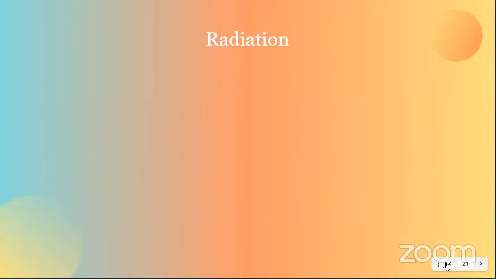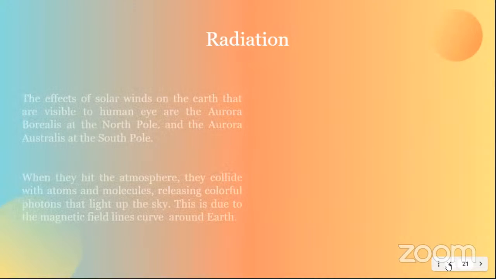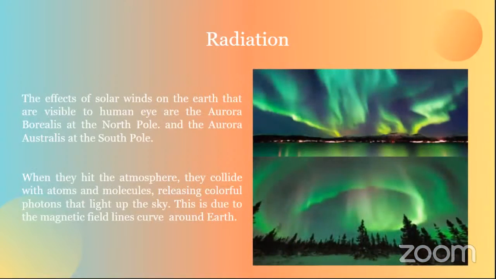So we talked about the protection, but what can we actually see on Earth as an effect? The effects of solar wind on the Earth that are visible to the human eye are the aurora borealis in the North Pole and the aurora australis in the South Pole. When they hit the atmosphere, they collide with atoms and molecules. As a result, colorful photons light up the sky. This is due, of course, to the magnetic field lines that curve around Earth.